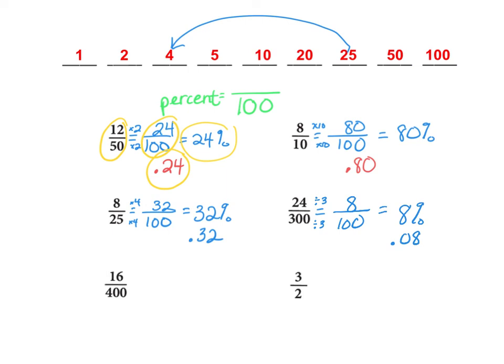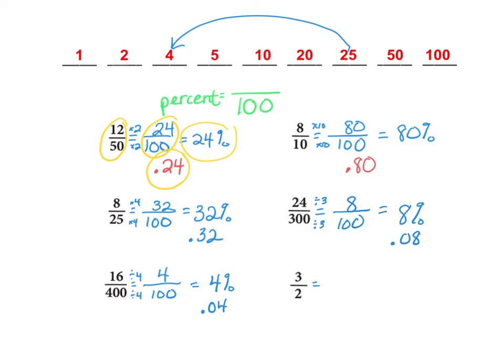The same kind of thinking with 16 over 400. I can turn 400 into 100 like I need to by dividing by 4. So therefore the top gets divided by 4 and I have 4/100ths, which is 4%, and that is 0.04, 4/100ths.